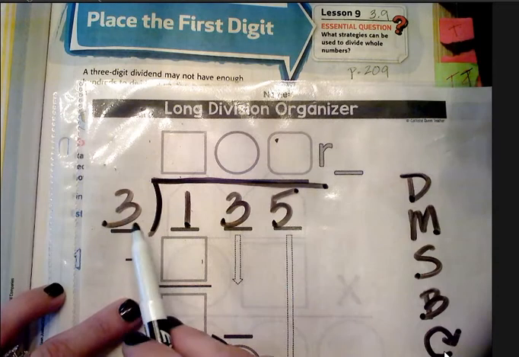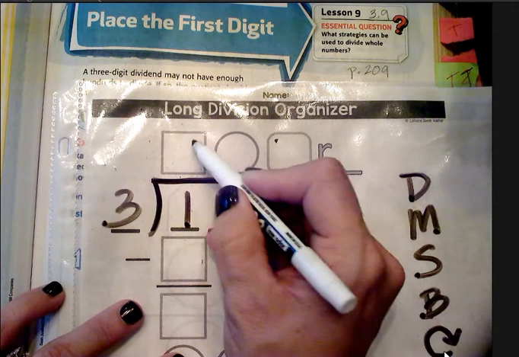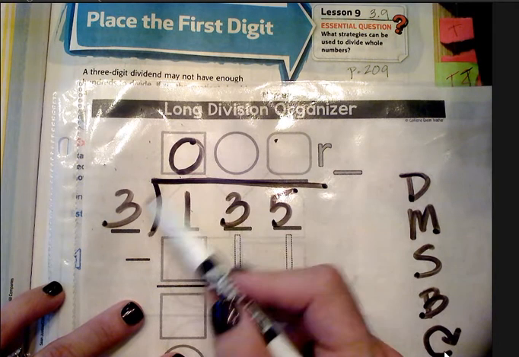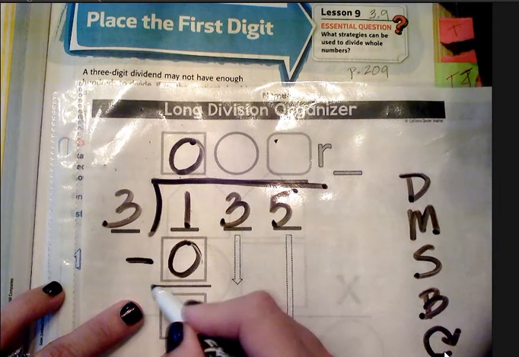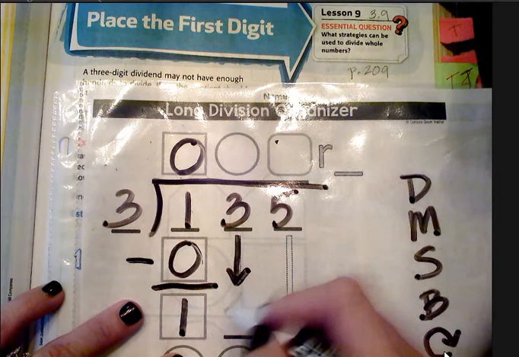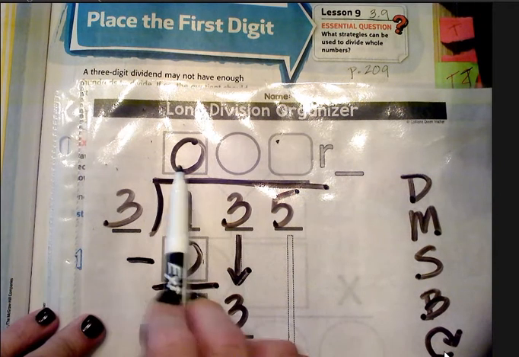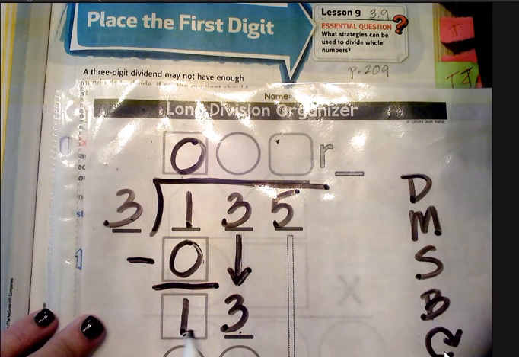3 can't fit into 1. It goes 0 times. So you can actually go ahead and just put that 0 here. So 0 times 3, now we multiply, is 0. We subtract, 1 minus 0 is 0. And then we bring down, 13. So what we actually did is we placed this 0 there and we just skipped to 3 into 13 because 3 couldn't go into that 1. So now we do 3 into 13.